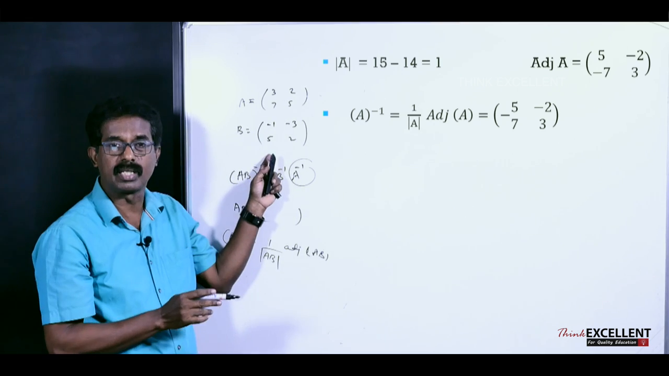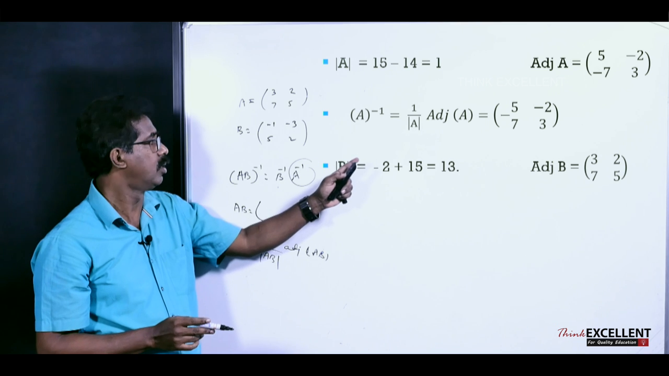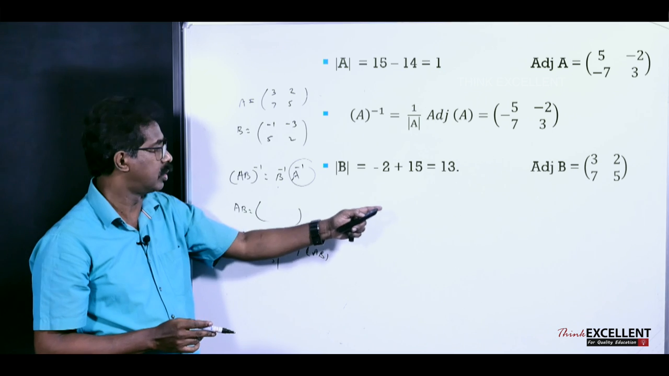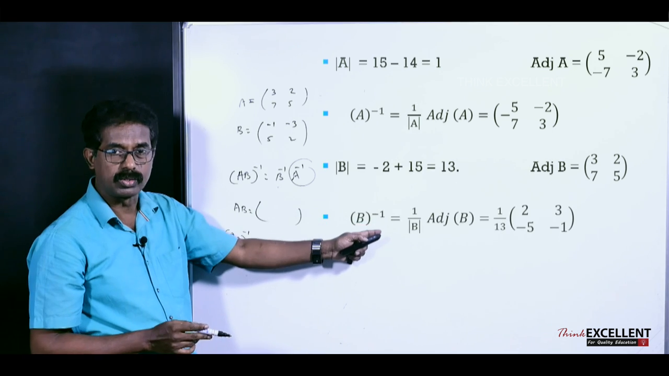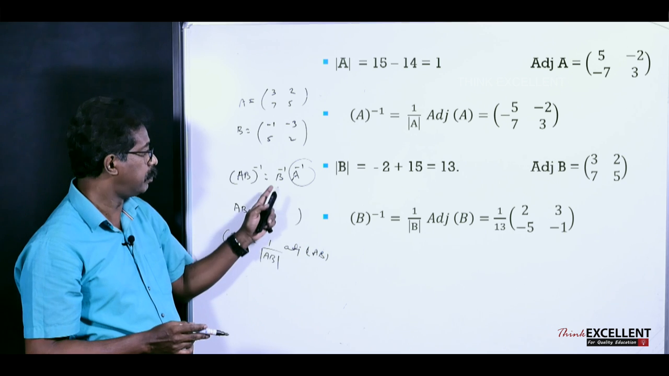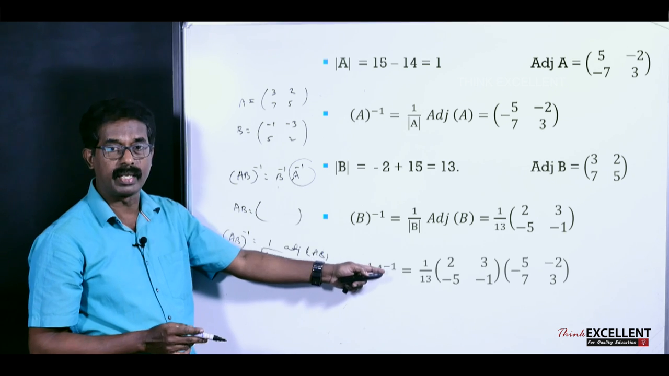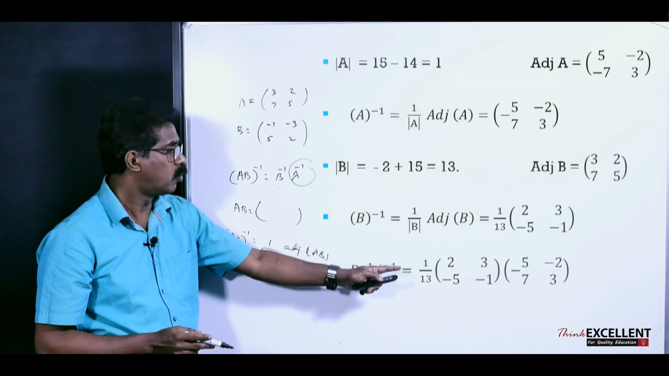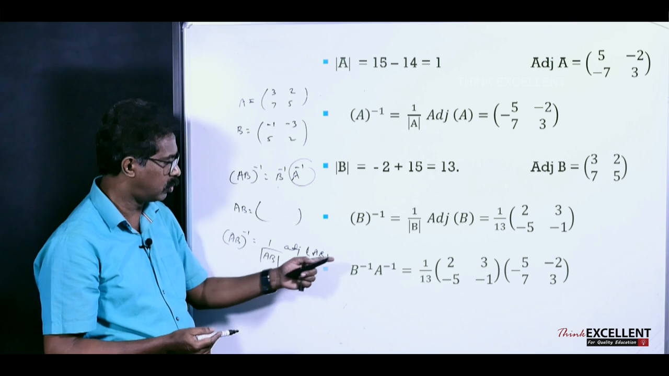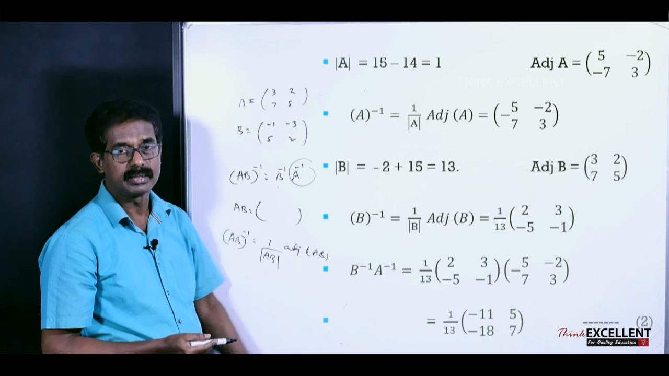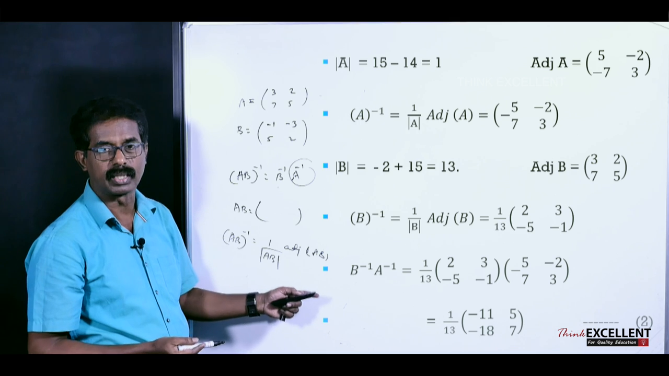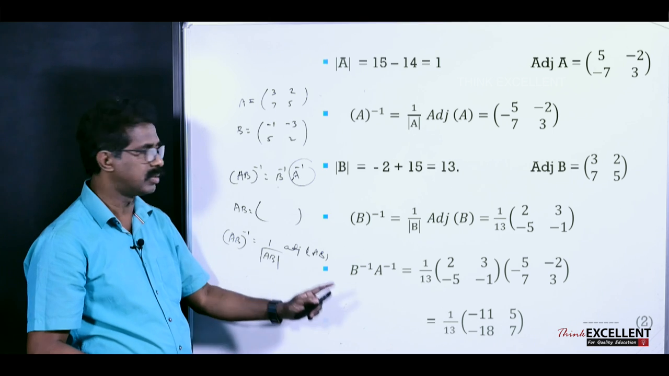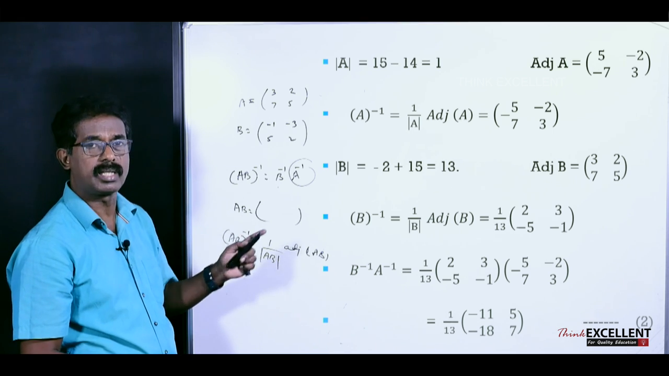Same way, B inverse also you find out. A inverse, you got it. For B inverse, you need determinant B and adjoint B. After finding B inverse, you have to multiply B inverse into A inverse. The order is important. B inverse is 1 by 13, A inverse is 1 by 1 only, so we are not writing that. Multiply that, and you will get the same answer. So from 1 and 2, you can say AB inverse is equal to B inverse into A inverse. It's a very simple thing. You have to practice, and 3 by 3 also you have to practice.